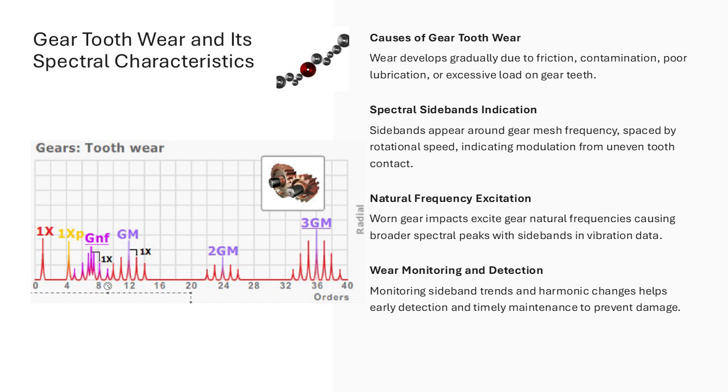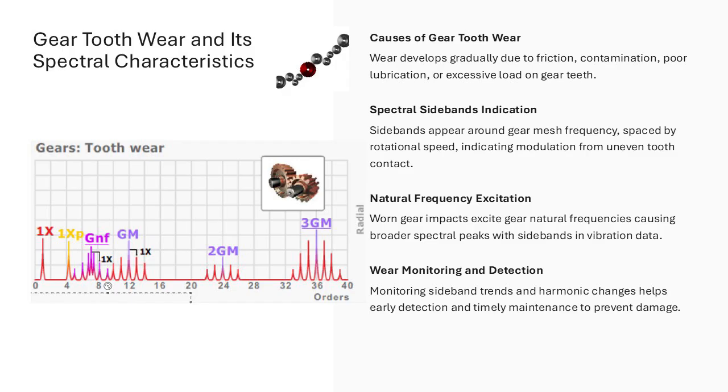These sidebands are spaced at the rotational speed of the worn gear, indicating amplitude or frequency modulation caused by uneven tooth contact. As wear progresses, multiple sidebands may form, creating a distinct family of peaks around GMF. Another important effect of tooth wear is the excitation of gear natural frequencies. Impacts during meshing can excite resonances in the gear or gearbox structure, resulting in broader spectral peaks with sidebands. Additionally, higher-order GMF harmonics, such as the third gear mesh frequency, often increase in amplitude as wear severity increases.